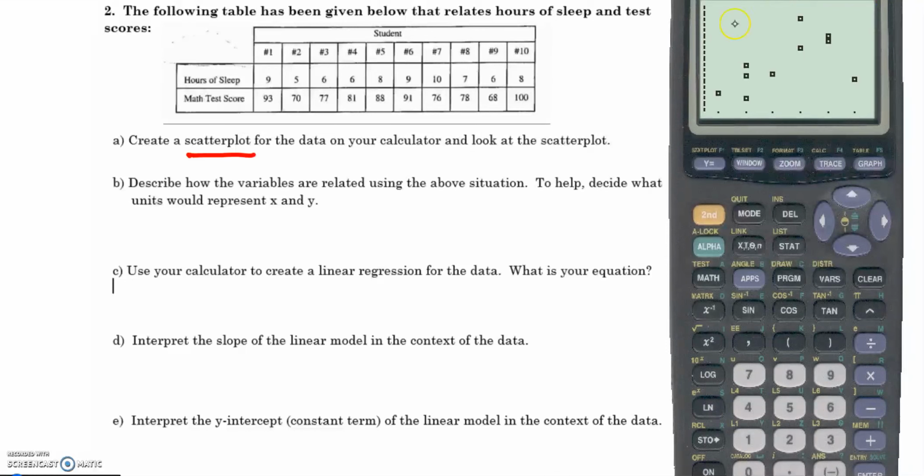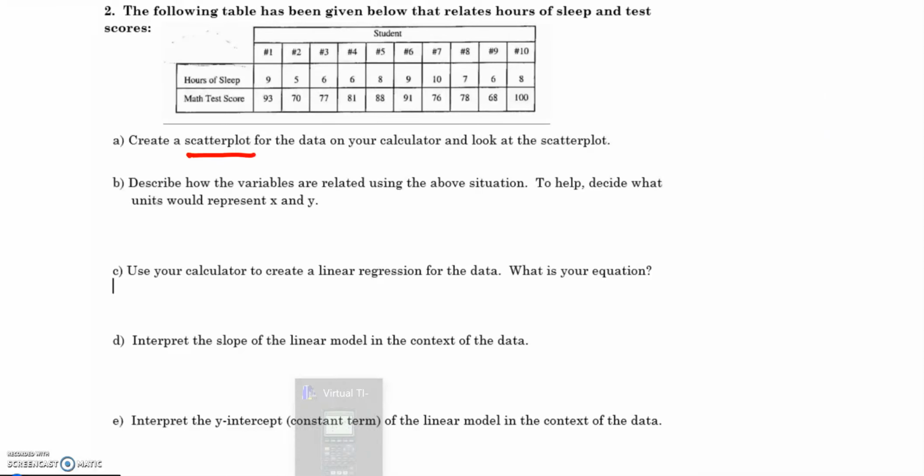And now that I take a look at my graph, I notice that the points are increasing. If I was going to draw a line of best fit, it looks like my line has a positive slope from left to right. And so part B asks, let's describe the variables and how they're related in the above situation. And we want to decide what the variables are, what represents x and y. So again, it looks like as x's are increasing, y's are increasing. So let's think about what that means.